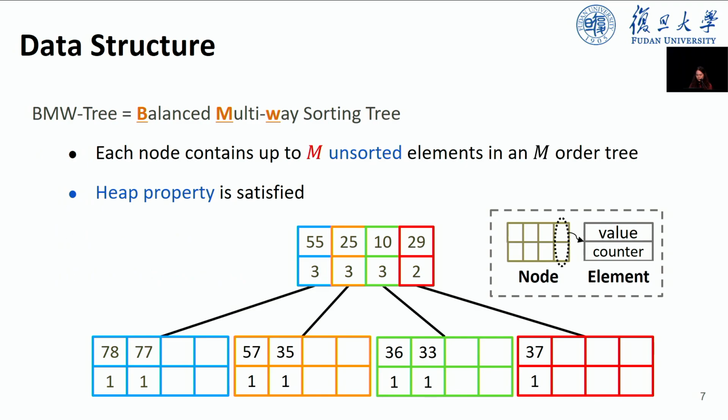In an M-order BMW-Tree, each node contains up to M unsorted elements. Each element represents a packet, which carries the packet rank value and the counter. The packet's metadata is omitted for brevity. The heap property is satisfied in the BMW-Tree. Here we show a 4-order BMW-Tree with 2 levels. Subtrees are distinguished by different colors, and the counter records the total number of elements in each subtree.